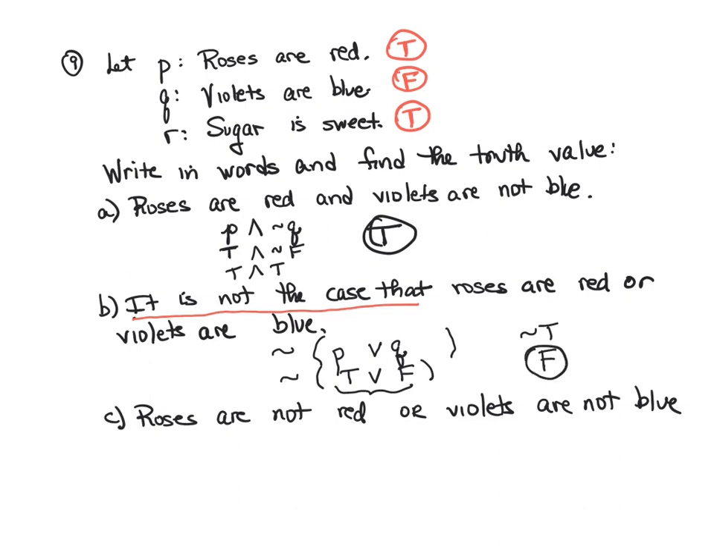And then finally, "roses are not red or violets are not blue." So "roses are not red" would be the negation of P, and "violets are not blue" would be the negation of Q, but we have the word "or," so let's see what we get. So we get the negation of true or the negation of false. That gives us false or true, which is true.